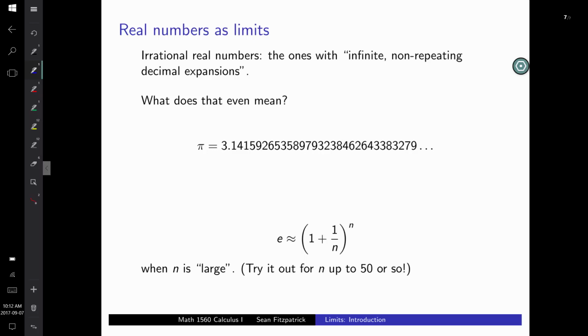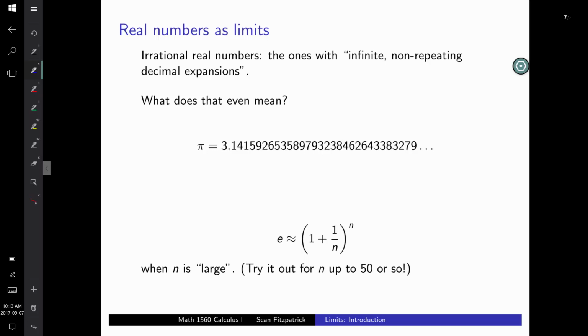This number e, the base of the natural exponential function. Here's an approximation for e. It doesn't work very well if you put in n equals 2, 3, 4. It's not great. But if you keep plugging in larger and larger values of n, go up to 50, go to 100, you will find that this expression does output values that are pretty close to the true value for e. And you can show that in the limit, if you let n become arbitrarily large, you can make this value as close to the true value of e as you want. So even numbers sometimes end up being expressed as limits.